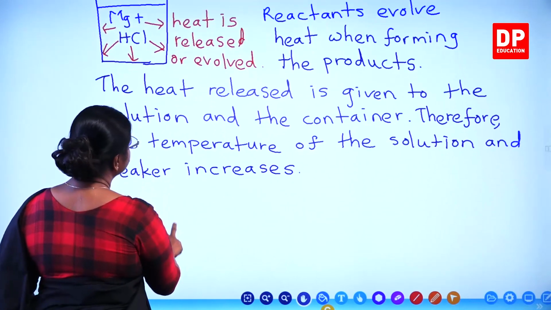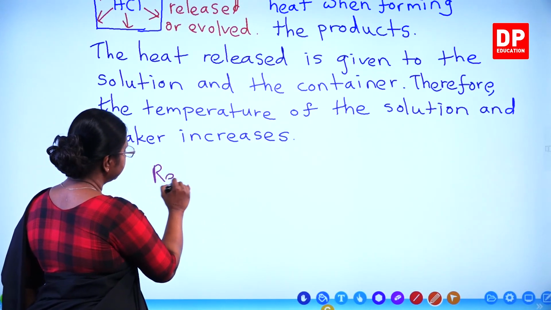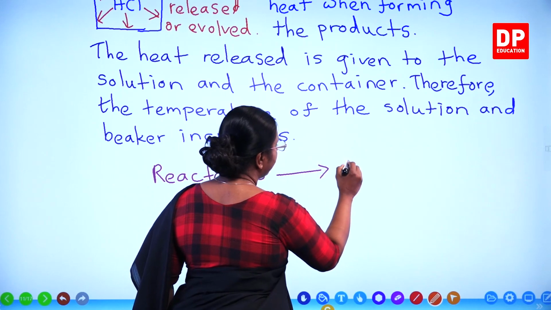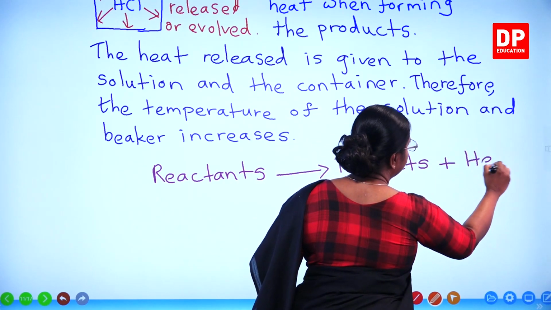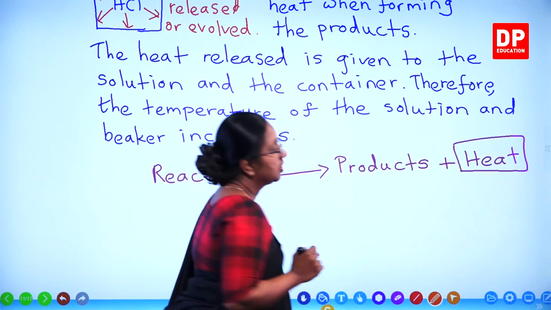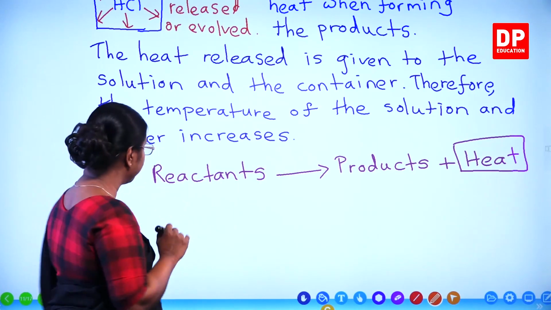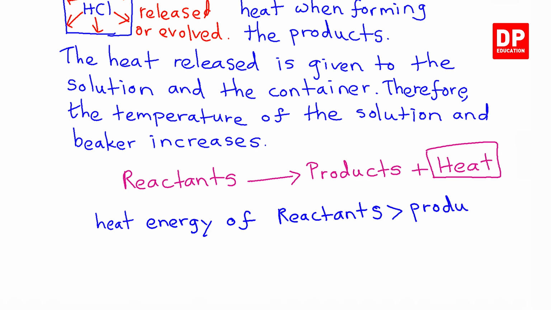If we denote this as a common reaction, we have the reactants, and the reactants are forming products. While they form products, they evolve heat. So according to this, if you look at the amount of heat present in the reactant and the product, the heat energy of reactants is greater than that of products.